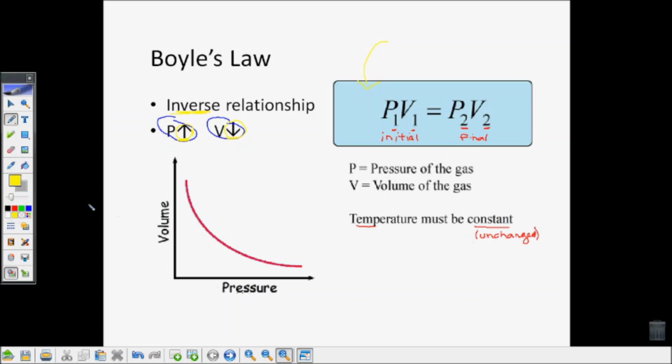Take a look at this graph and notice that it says the same thing as this inverse relationship that we were talking about. As pressure increases, the volume gets smaller. So as pressure goes up, the volume also goes down. So this is an inverse relationship.